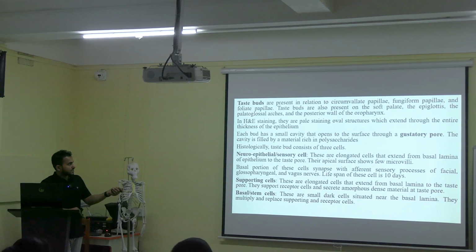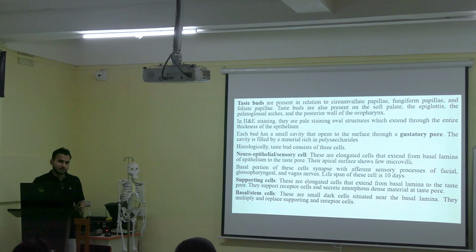Now the basal portion of this cell has afferent sensory processes with the facial nerve, glossopharyngeal nerve and vagus nerve. Okay, facial nerve, glossopharyngeal nerve, vagus nerve. That you will understand when you study the nerve supply of the tongue. Otherwise you will not understand.